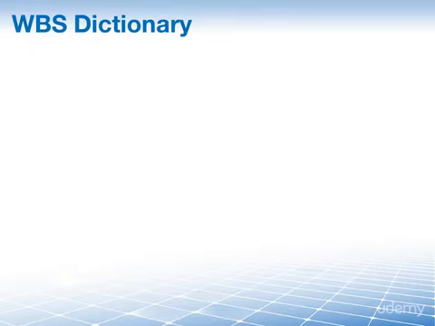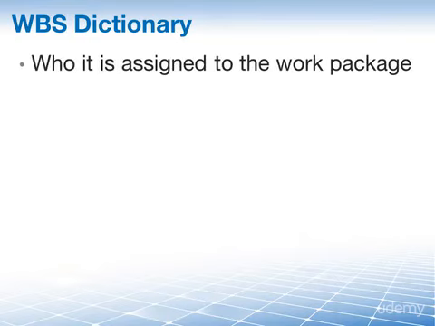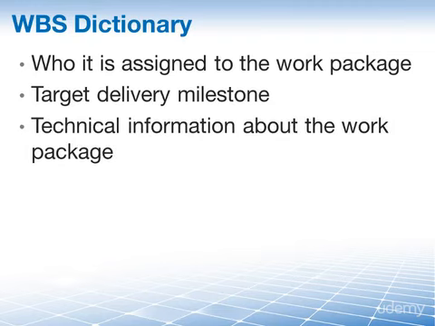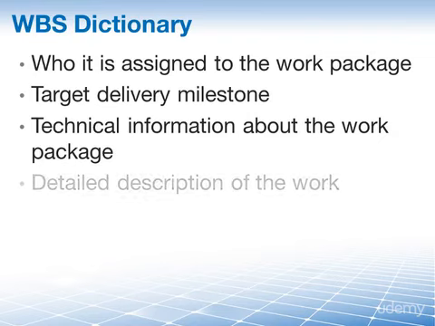The details of what exactly needs to be done in order to deliver the result of a work package, they're not described in the WBS. Instead, work packages are described in detail in the WBS Dictionary. So, for example, the WBS Dictionary describes for each work package who this work package is assigned to. If there are any target delivery milestones, you'll find those in here as well. It includes the technical information about the work package, and of course it will also include a detailed description of the work that needs to be performed as part of the work package.